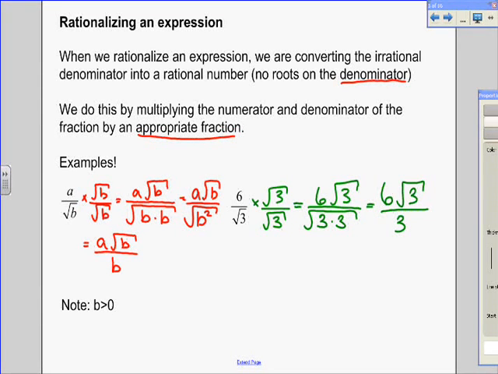I can actually simplify that a little bit. So why don't I take this one step further, and I'm going to use the fact that 6 divided by 3 will give me 2. And I can simplify it one step further to write this. 2 times the root of 3. That's how I rationalize the denominator.